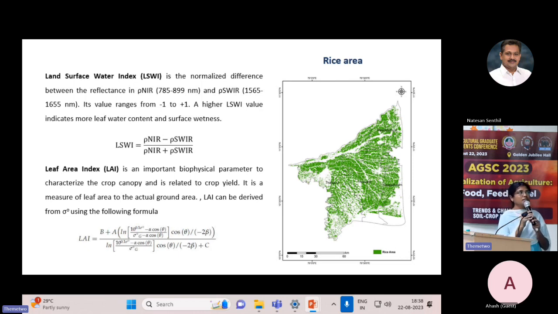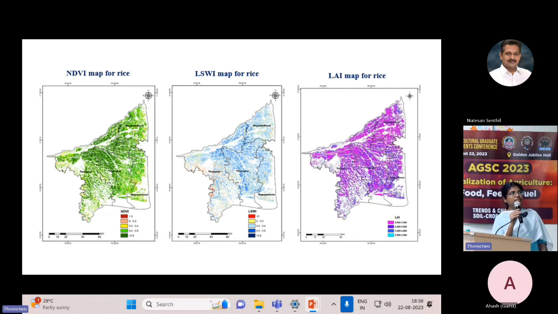Then leaf area index is a biophysical parameter which can be calculated in Mapscape software using the backscattering coefficient value of the microwave data. This is the rice area we have generated for the Kaveri Delta region during the Samba season using Mapscape software. Next. And this is the NDVI, LSWI, and LAI map for the rice crop over the study area during the crop growing period. NDVI values above 0.4 indicate the rice region.